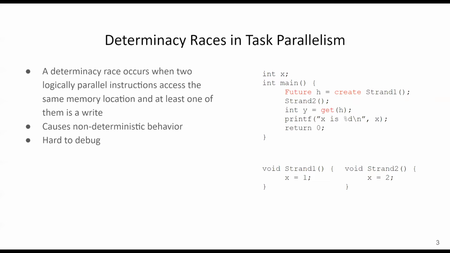For example, in this task parallel code, we have two parallel strands, strand 1 and strand 2, and they write different values to the same variable x. Then in the main function, we output the value of x. Since strand 1 and strand 2 run in parallel, the output value can vary depending on the scheduling order. Such bugs are hard to debug because determinacy races do not necessarily produce wrong results in every single execution.